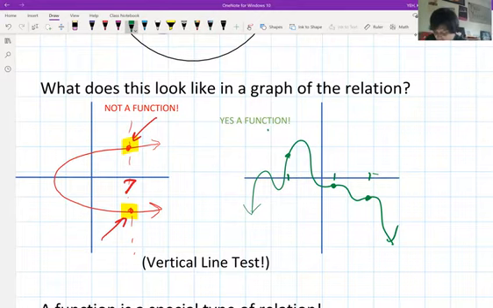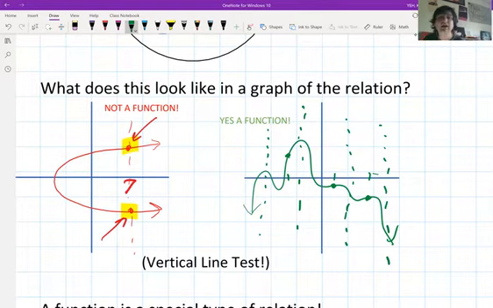Whereas on green, nope, I only hit it once there. I only hit it once here. Don't judge my vertical lines. I only hit it once here. I only hit it once here. So I couldn't find anywhere on that green graph where I hit it more than once. That means it is a function. So the vertical line test is used to tell if something's a function or not, making sure each x only goes to one y.